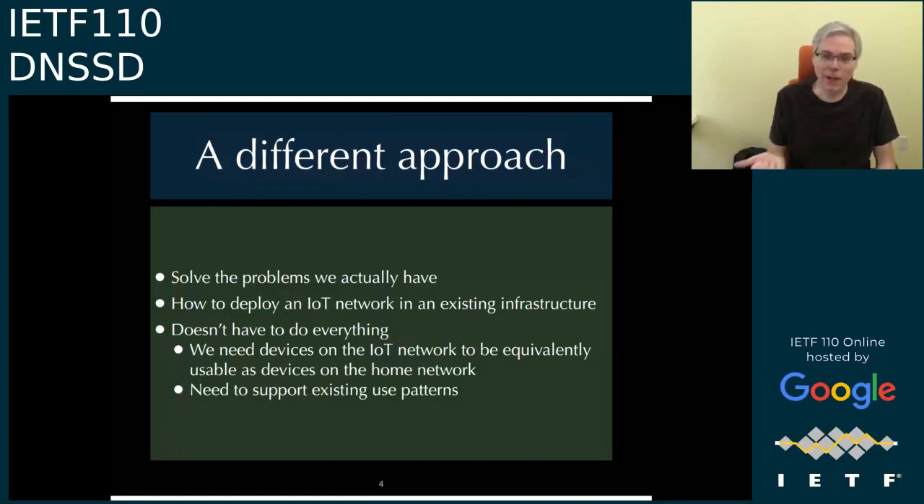We have to have equivalent functionality to devices on a home network, and it needs to support existing use patterns. If something worked for a device that was connected directly to your home network, it should work if it's connected to your IoT network. Just to be clear, I'm not saying that stub routers are just for IoT. It's just that that's the use case that we exploited to come up with a solution. So next slide.